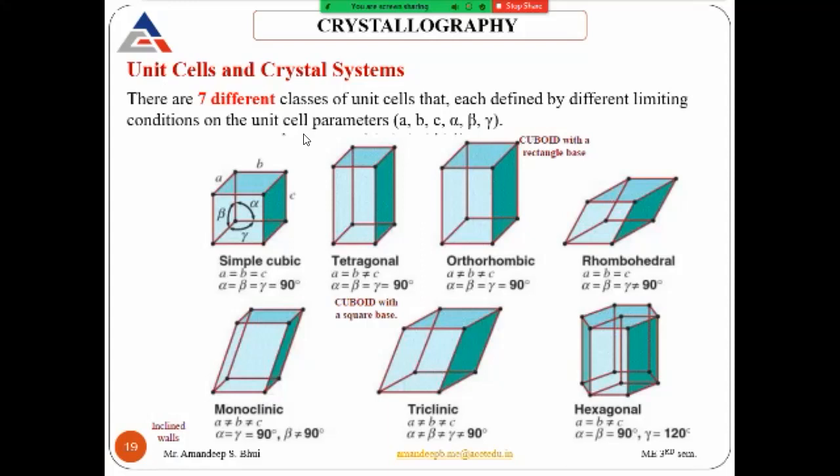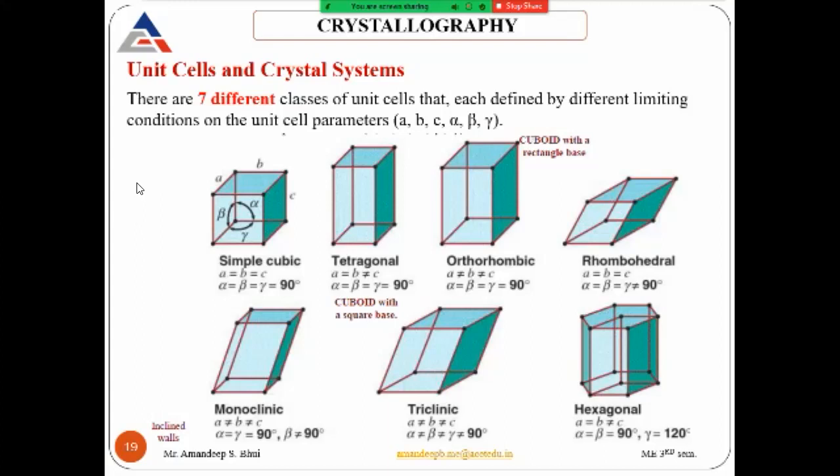Then comes your rhombohedral. In rhombohedral, the sides are equal, that is, a equals b equals c, but the angles alpha, beta, gamma are different from 90 degrees. So all angles alpha, beta, and gamma are different. Here alpha is less than 90 degrees, beta is greater than 90 degrees, and gamma is again greater than 90 degrees. So such type of shape is known as rhombohedral shape.